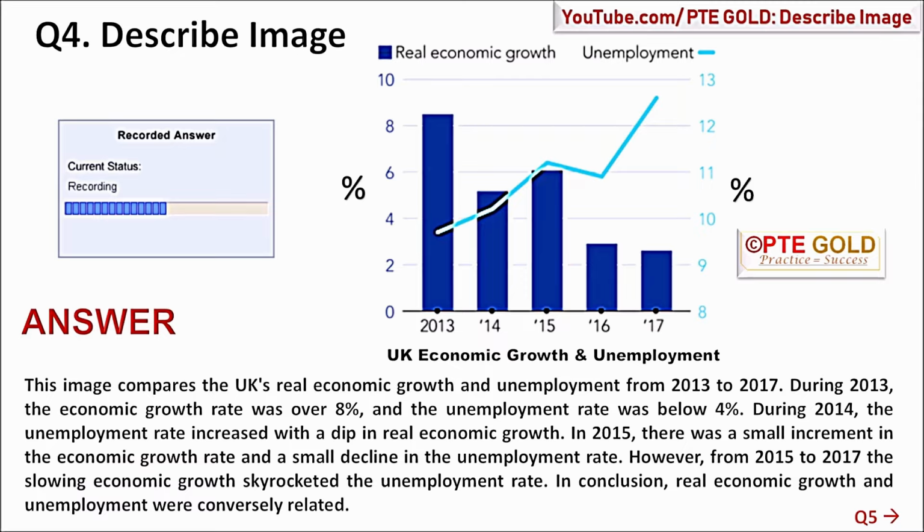In 2015, there was a small increment in the economic growth rate and a small decline in the unemployment rate. However, from 2015 to 2017, the slowing economic growth skyrocketed the unemployment rate. In conclusion, real economic growth and unemployment were conversely related.